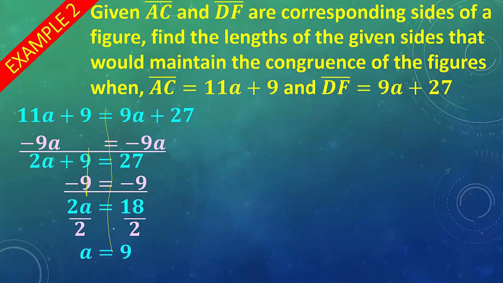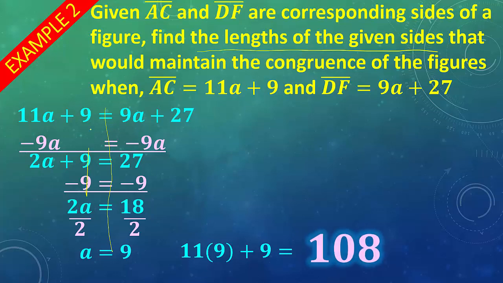Now, unlike the last problem, this problem asks us to find the lengths of the given sides. So here we actually do have to take that 9, and you can plug it into either equation. If you got the answer right, you should get the same answer in both of them. So I chose the first one. 11 times 9 plus 9 is 108. 11 times 9 is 99, plus 9 is 108.